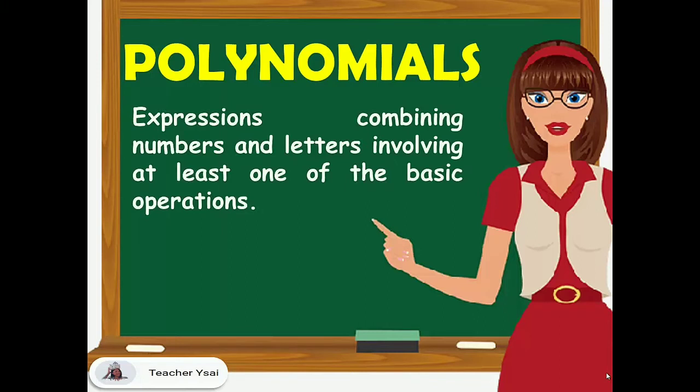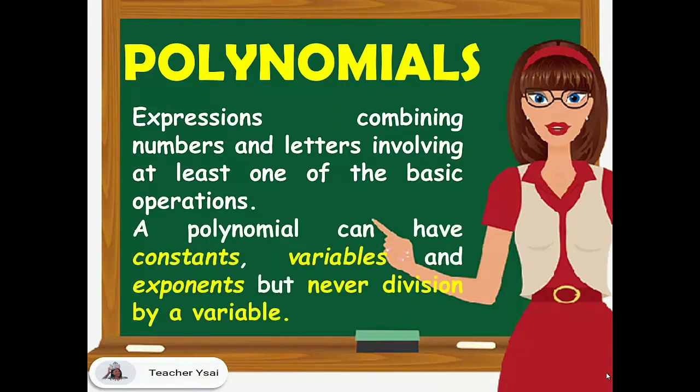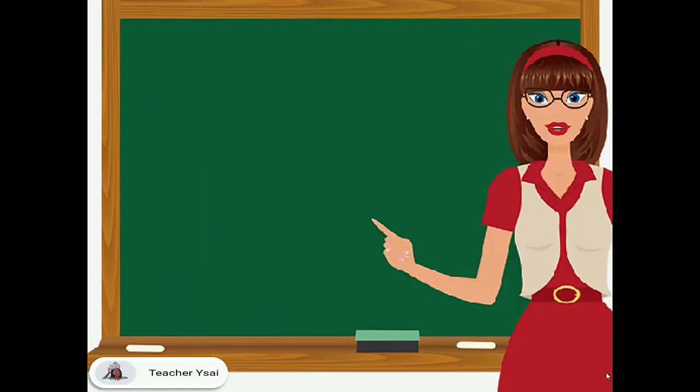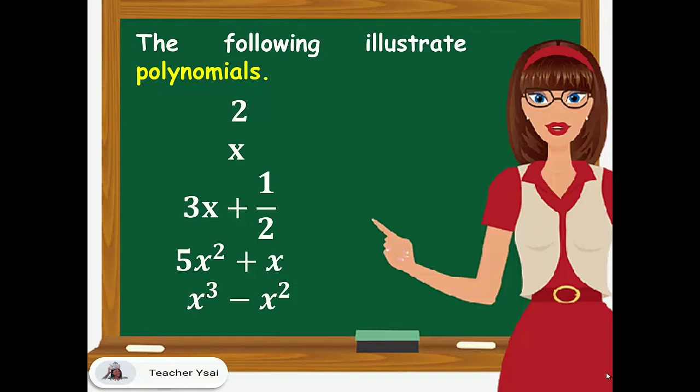Polynomials are expressions combining numbers and letters involving at least one of the basic operations. A polynomial can have constants, variables, and exponents, but never division by a variable. The following illustrate polynomials: 2x, 3x plus 1/2, 5x squared plus x cubed minus x squared.